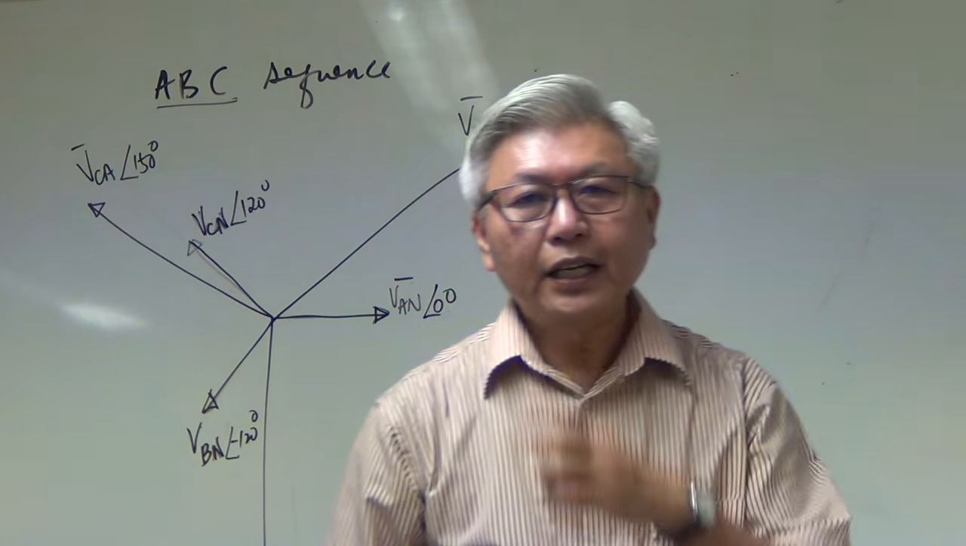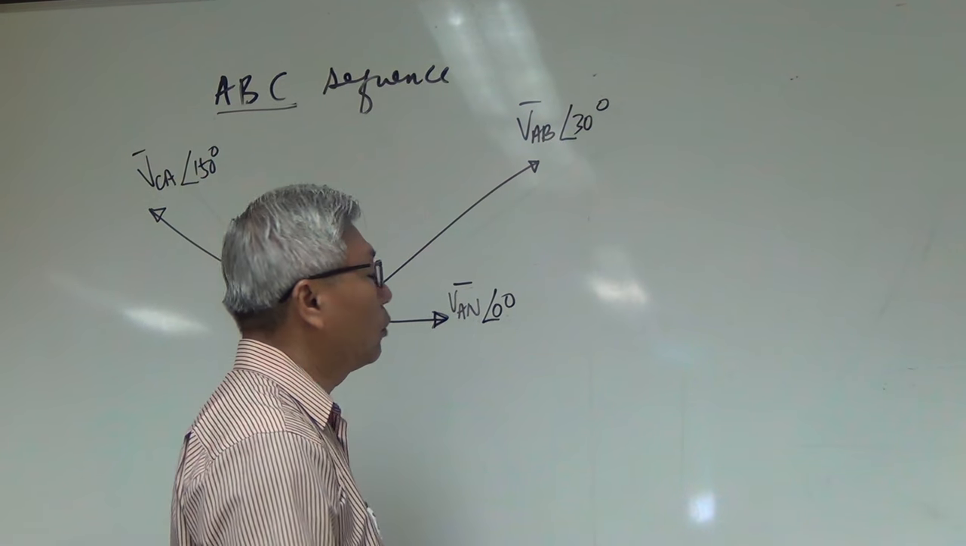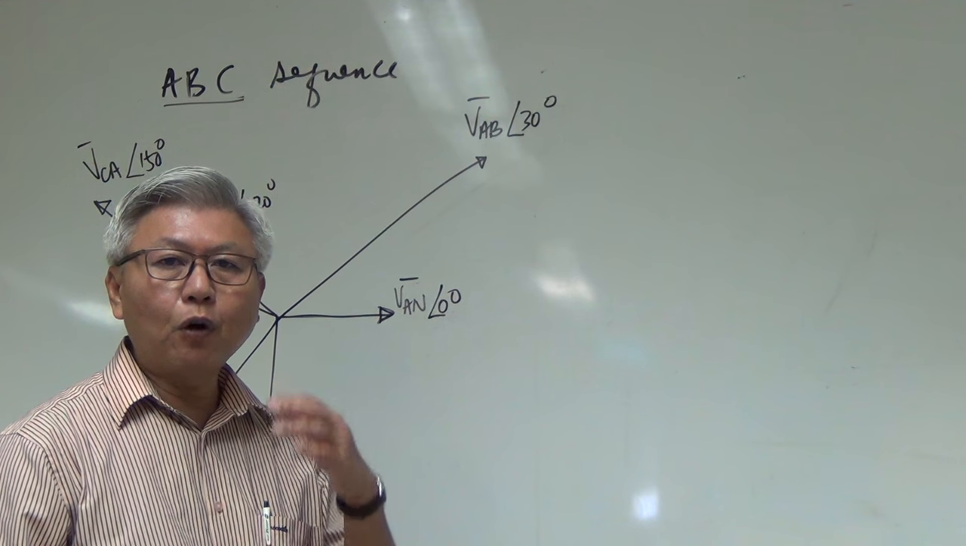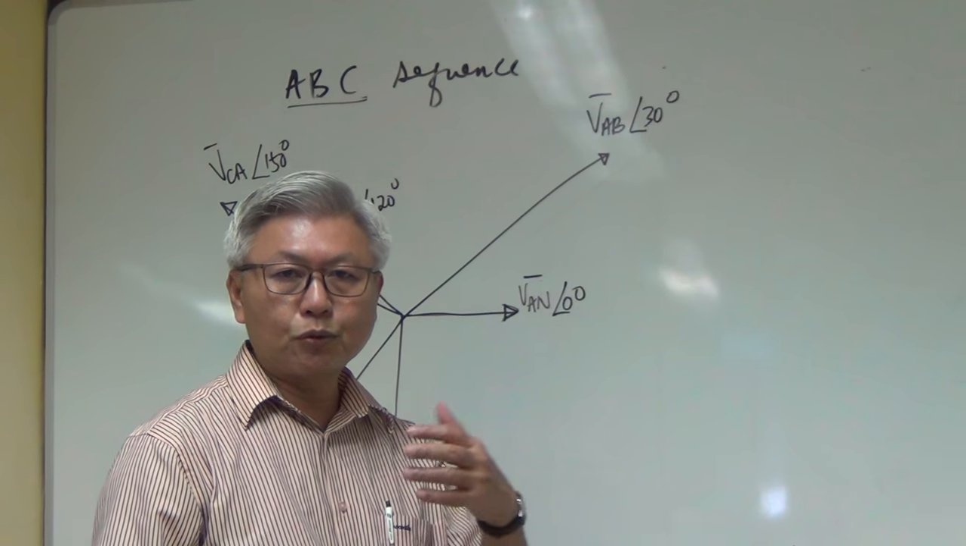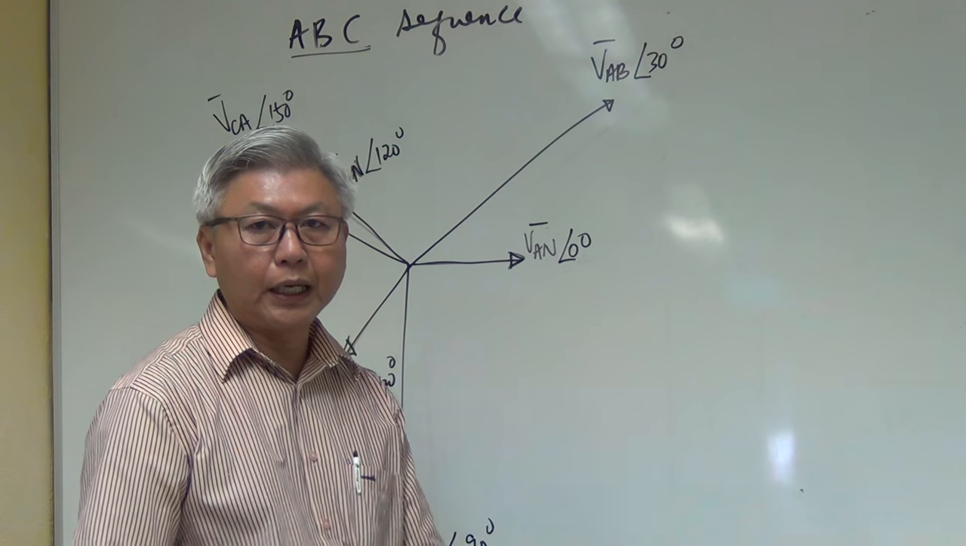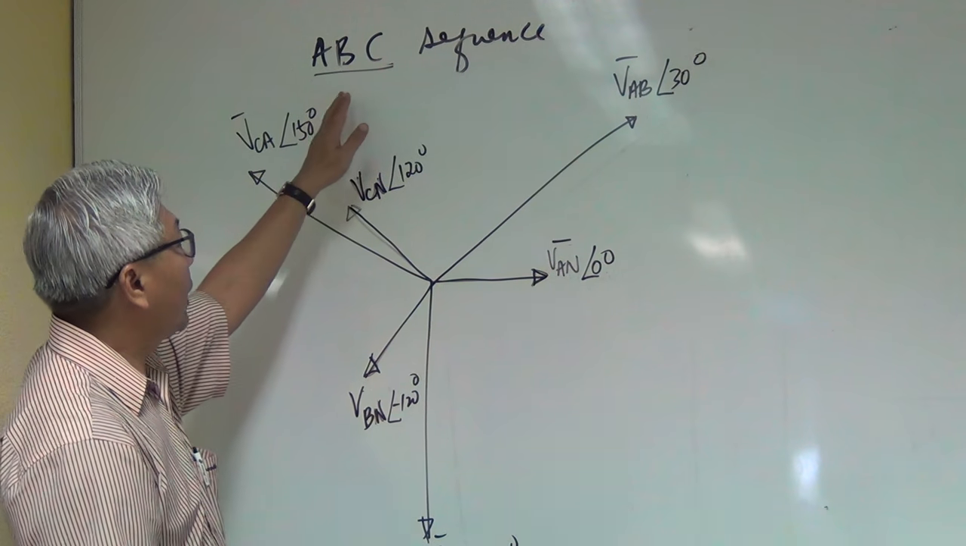Alright, good morning. Now let's start with our three-phase circuit. There are two types of three-phase circuit. One is called the star circuit, the other one is called the delta circuit. Now before we can learn the circuit, we must recall our revision from the last video, which is about the two sequence three-phase. Alright, one is called the ABC sequence.